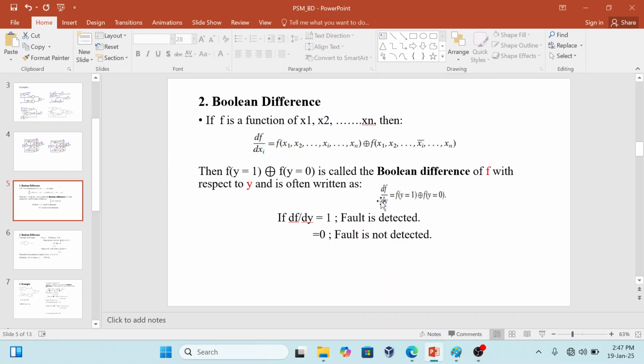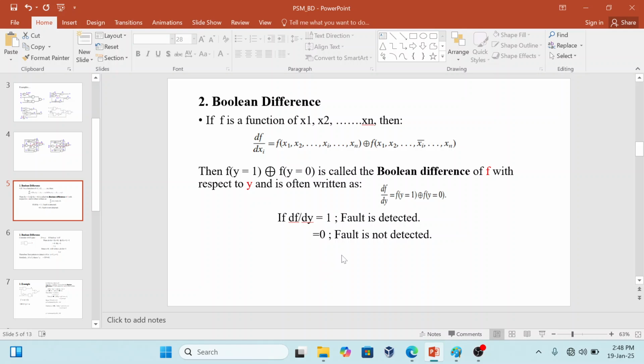Now we'll see how this Boolean difference method is used to detect a fault in the circuit. When I perform the XOR operation of y equal to 1 and 0, if I get 1, it indicates that the fault is detected. If it is 0, it means the fault is not detected. The XOR gate output is 1 if both inputs are different. That means we are comparing the fault free output and the faulty output. If they are different, then we say the fault is detected.